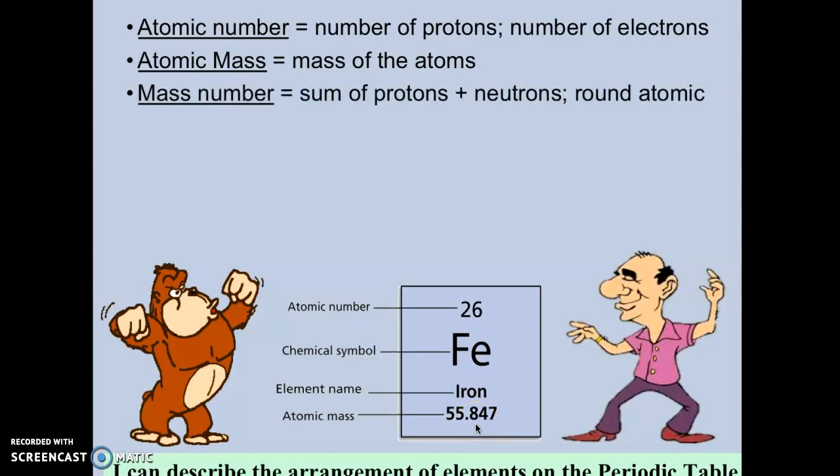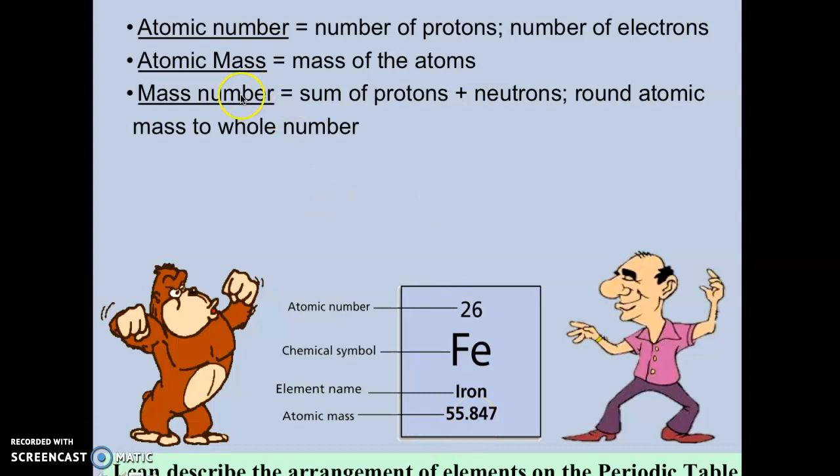The mass number is going to tell us the sum of the protons plus the neutrons. And the mass number is not directly given on the periodic table. You have to do one little thing. To find the mass number, we're going to look at the atomic mass, which is our decimal number, and just round it to a whole number. So 55.8 is going to round up to 56. So 56 is our mass number.